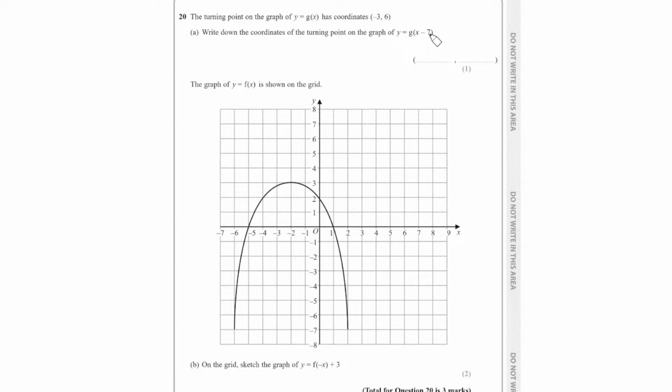Write down the coordinates of the turning point of the graph of y equals g of (x - 7). So this is graph transformations. You just have to memorize what the transformations are. They've obviously used g instead of f. That doesn't make any difference, don't worry about that. So what is this? This is a translation, first of all. I go through, is it translation, reflection, enlargement? It's translation because we've got a plus or a minus number.